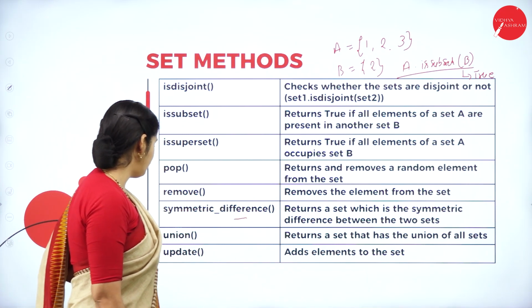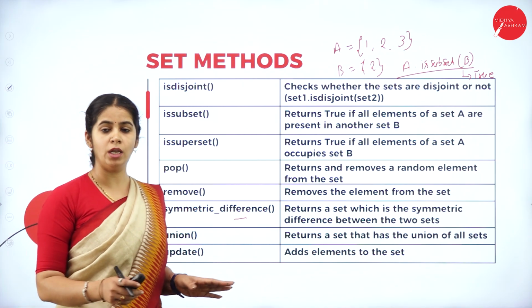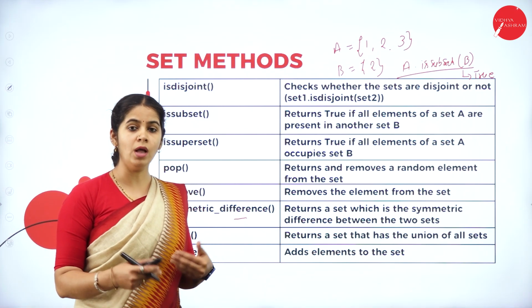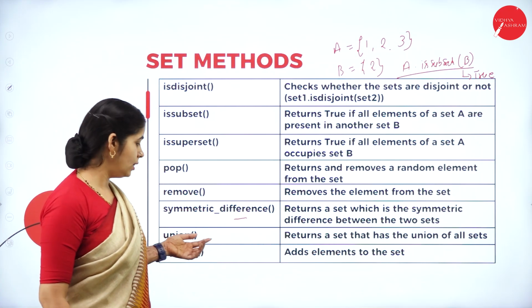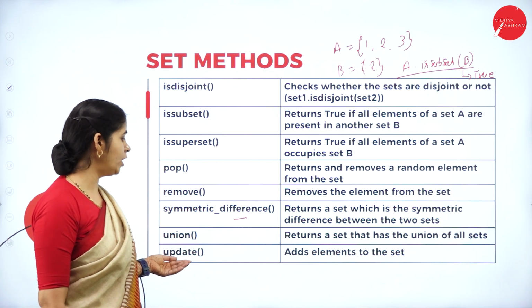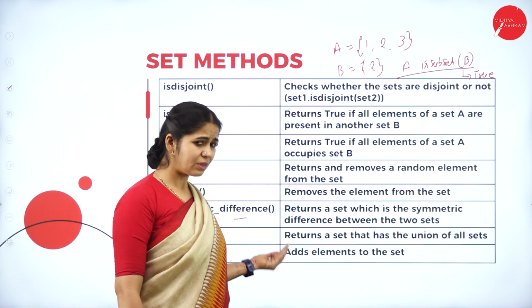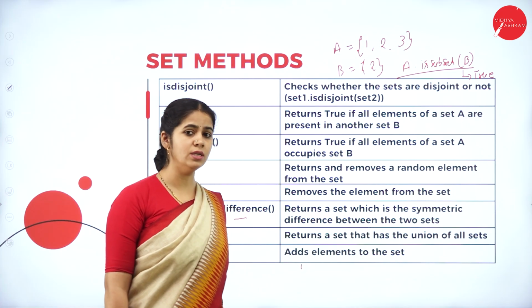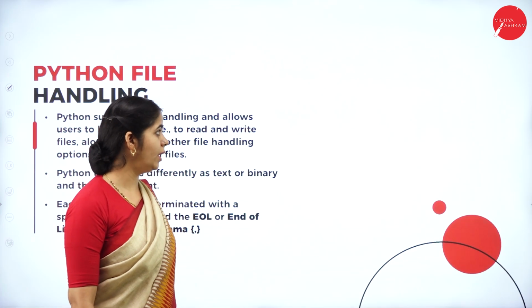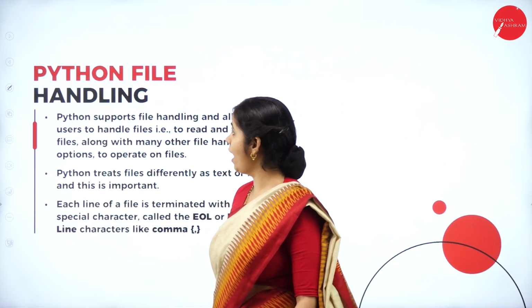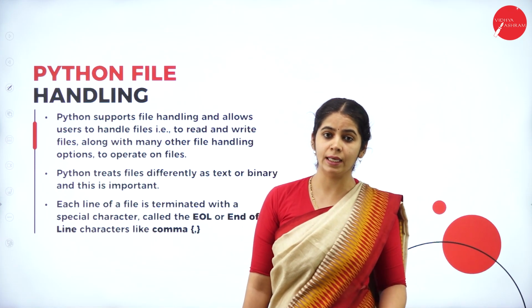That is a semantic difference. Union operation: combining two sets together to form a new, larger set, that is a union operation. Then the update operation: updates add the elements into the set, that is called an update operation. Next, what we have is Python file handling.